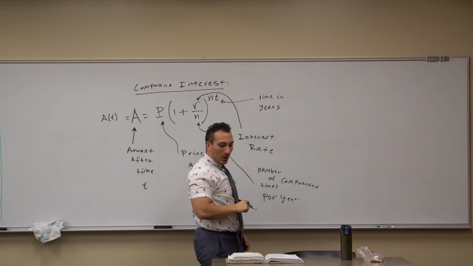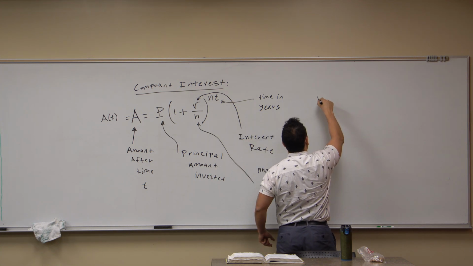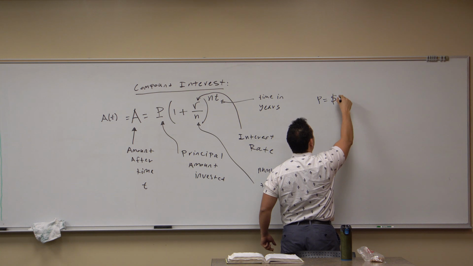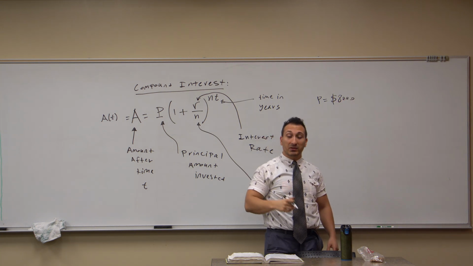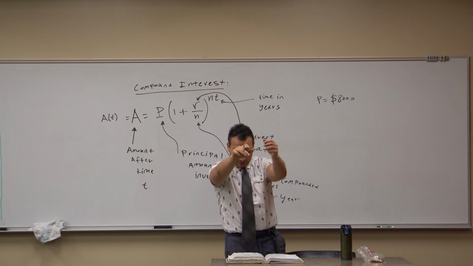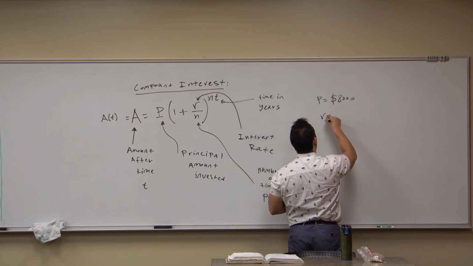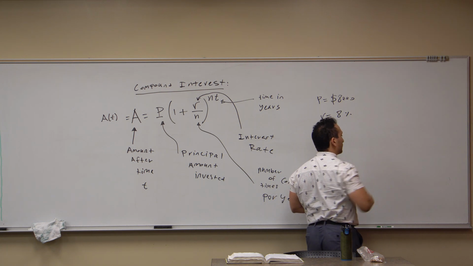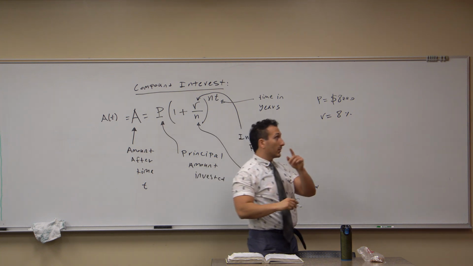Okay? So, let's say you go to the bank and you're a pretty wealthy person and you have $8,000 just sitting around and you want to give it to the bank. The bank tells you, well, that's great. We'll hold on to it for an interest rate of 8%. And guess what? We will compound it monthly.